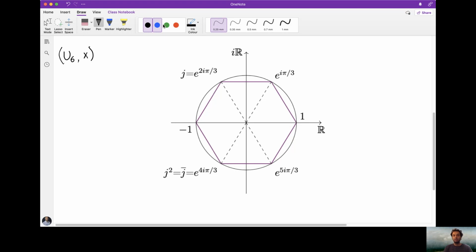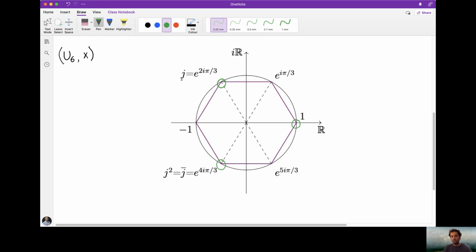Okay? And now we can start looking at what happens if I take one element and start multiplying it by itself many times. Let's start with this point here, for example, j. If I take j and multiply it by itself, it becomes j squared. So j squared is this point here. And if I do it again, it becomes j to the power 3. So j to the power 3 is just adding every time 2i pi over 3. So it's this point that is here. And if I do it 4 times, I come back to the initial point. And 5 times here.